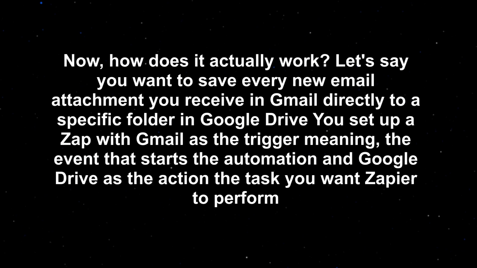Now, how does it actually work? Let's say you want to save every new email attachment you receive in Gmail directly to a specific folder in Google Drive. You set up a Zap with Gmail as the trigger, meaning the event that starts the automation, and Google Drive as the action, the task you want Zapier to perform.